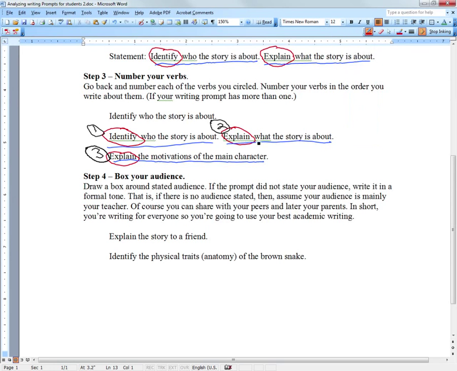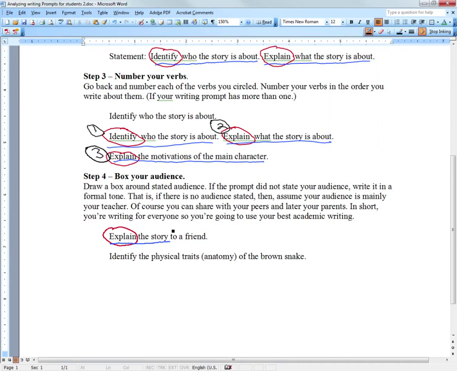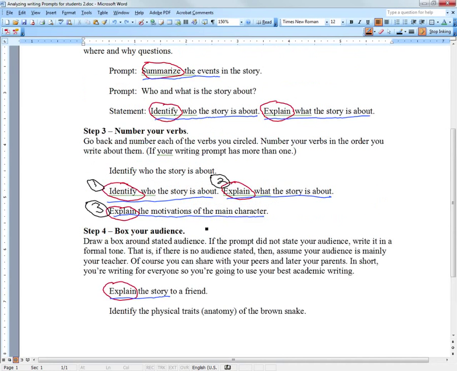So, explain the story to a friend. I circle my verb, explain. I'm going to underline the task, explain the story. And I'm going to box my audience, a friend, right? I'm explaining the story to a friend, right?